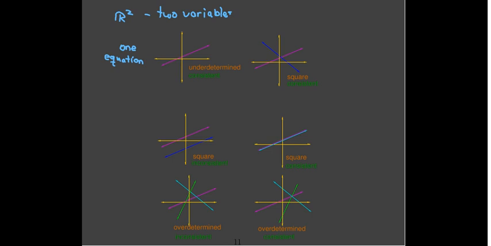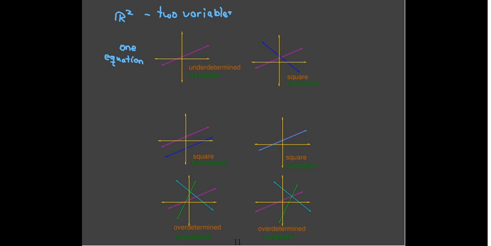If I have two equations and always two variables, and in this case they meet at a single point, then that is a square system, which is consistent. If they are parallel lines, they don't meet at any point, it's a square system because you have the same number of equations as you do variables, but it's inconsistent. If you have two equations and they are actually the same equation or different equations for the same line, then it's a square system and it's consistent.